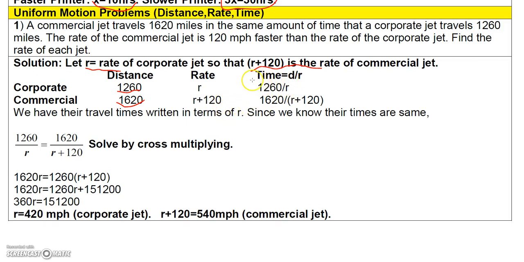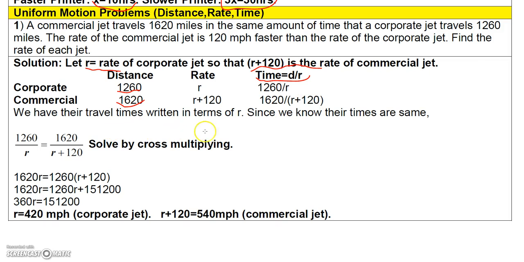Now, you might remember the formula distance equals rate times time. Then that can be written as time equals distance divided by rate. So if I take the distance the corporate jet travels divided by its rate, I get 1,260 over r for the time it takes the corporate jet to travel. And if I take the commercial jet's distance divided by its rate, that should give me the time it takes for the commercial jet to travel.